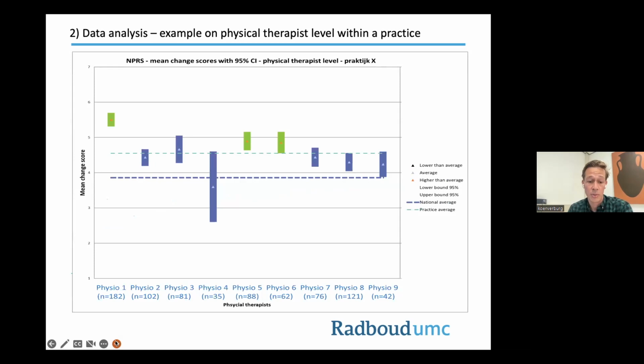Another example on practice level. So now you see one practice with different physios working in the same department. And the purple line is the line on the national average, and the other line is the line on practice average. And you can see that some physical therapists are performing a higher change score, and others are performing a lower change score, which can be used as a basis for learning from each other to search for clarification of those differences.